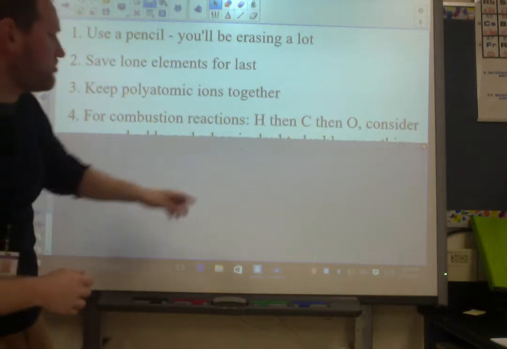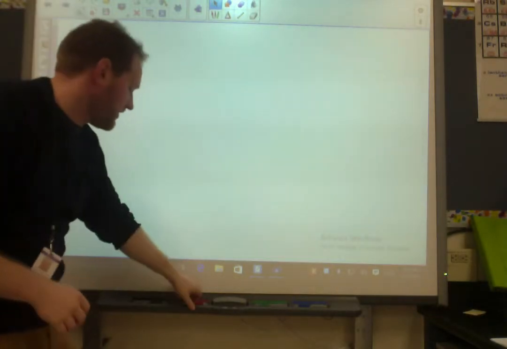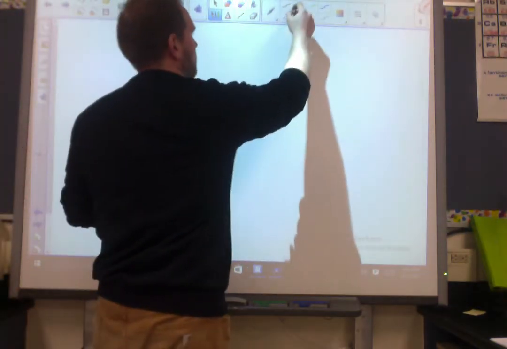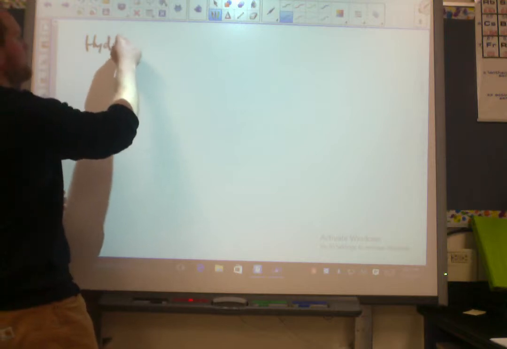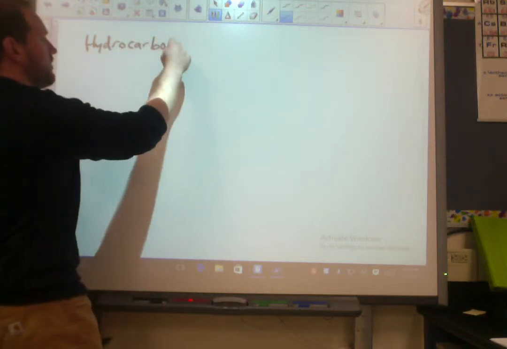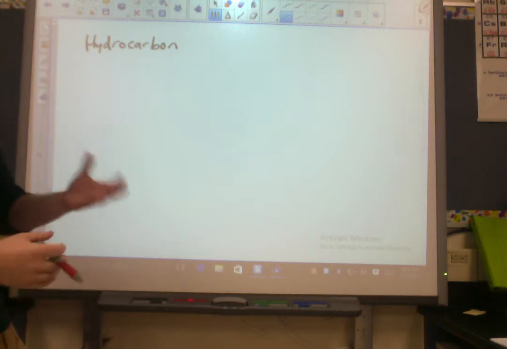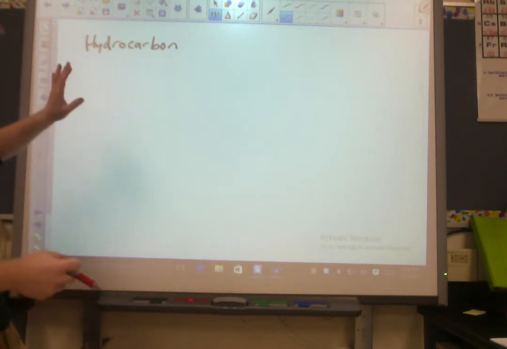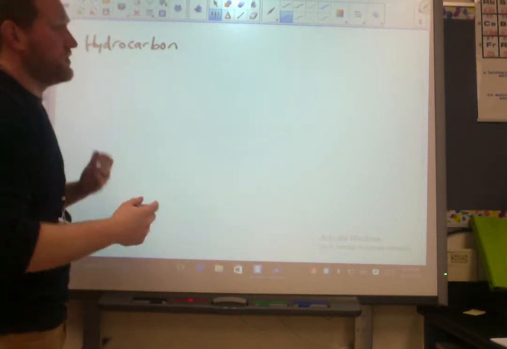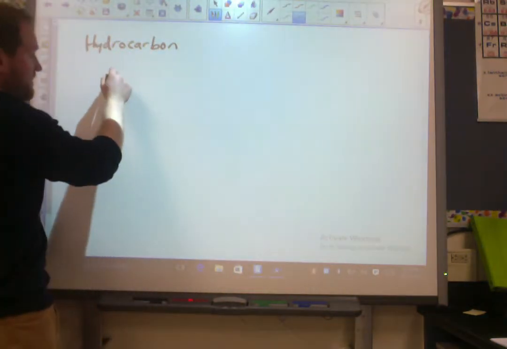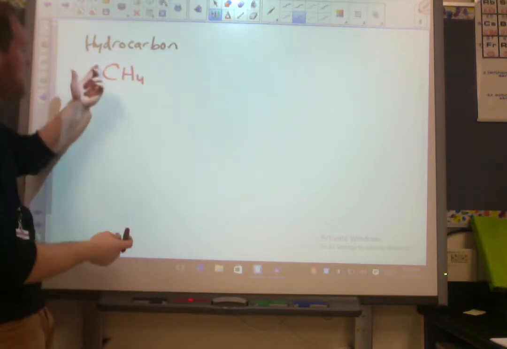For combustion reactions. Now before I talk about this, let me go over what combustion reactions actually are. So you start with something called a hydrocarbon. Now, a hydrocarbon is basically an organic molecule, meaning it's a carbon-based molecule that consists of mostly 2 elements, obviously hydrogen and carbon. So the simplest hydrocarbon is methane, CH4. That's the gas that comes out of the Bunsen burner lines, CH4.